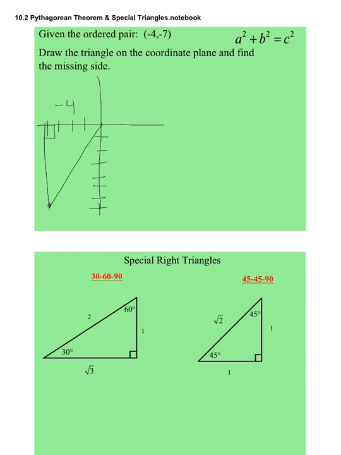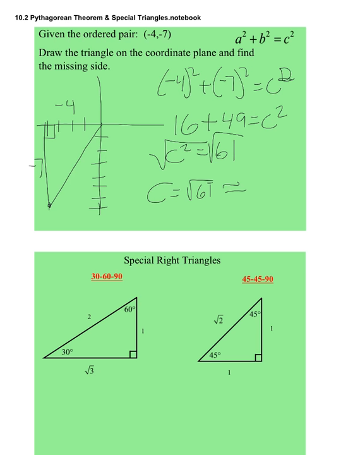I take the square root of both sides, and c is equal to the square root of 61, which is approximately, put that in my calculator, 7.81.